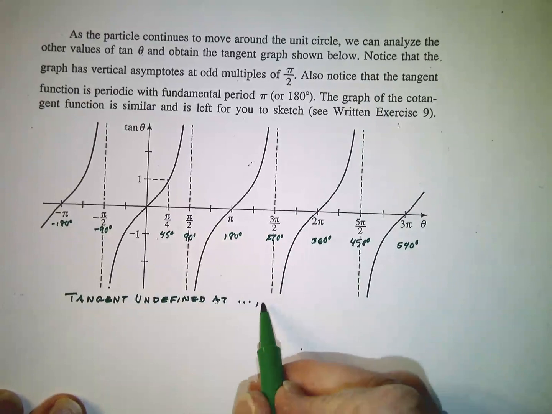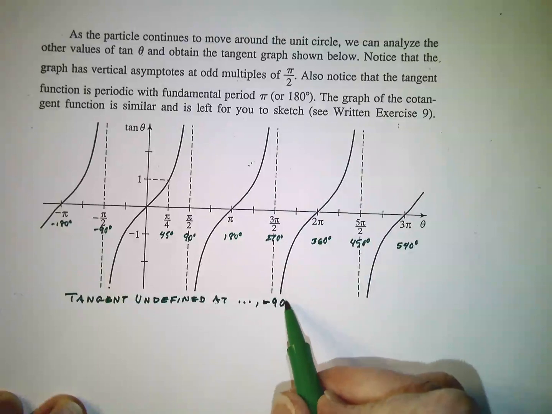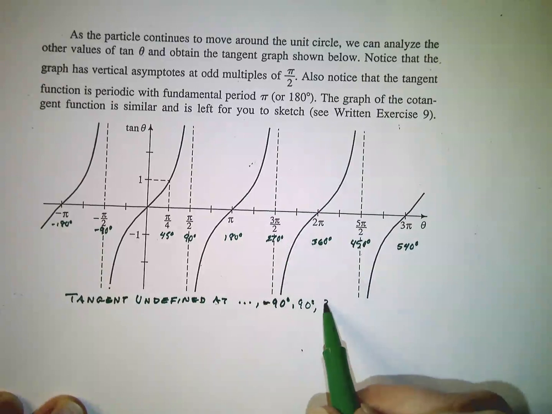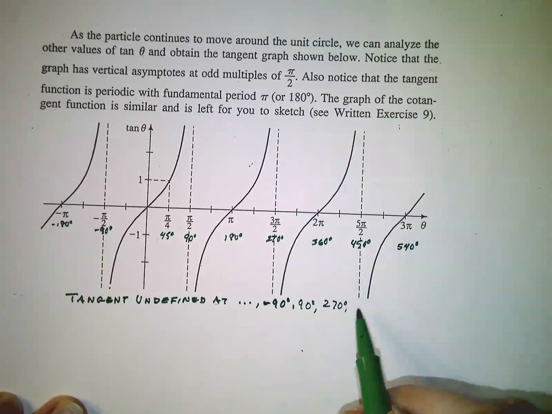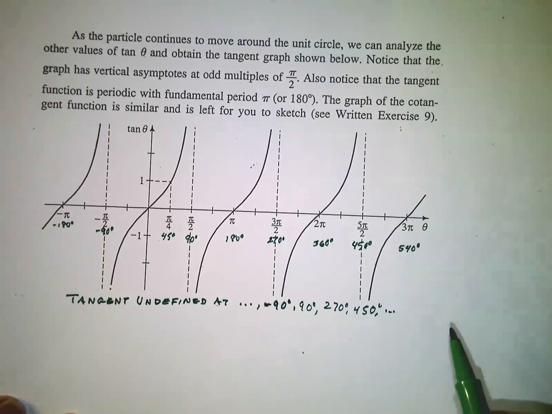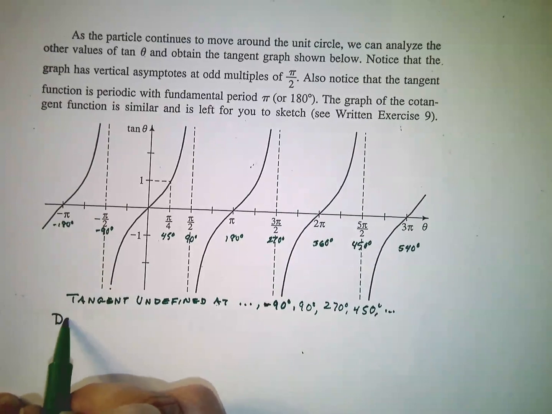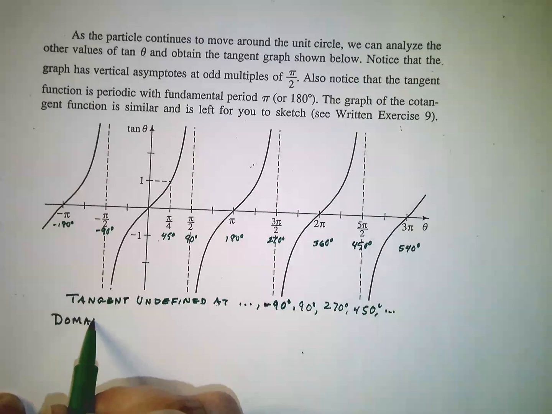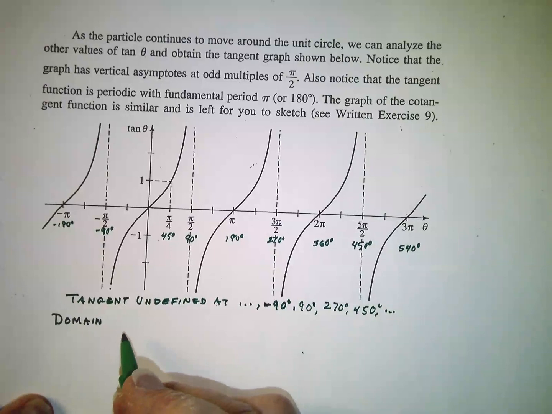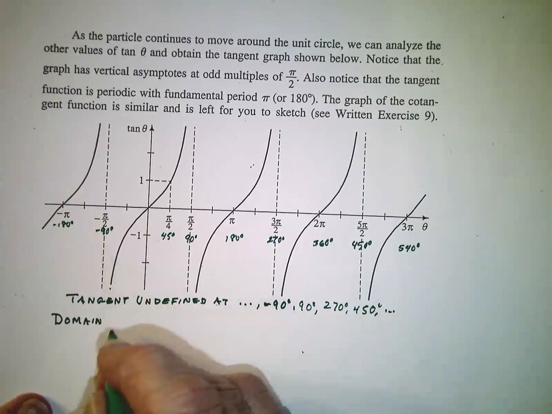And if it does follow a pattern, we got it's undefined at negative 90, at positive 90, at positive 270, at positive 450, and so on. So that's going to affect our domain. The domain is the set of inputs, and the inputs are the angles we're putting in. We can do it in either degrees or in radians, and I'm going to choose to do it in degrees.